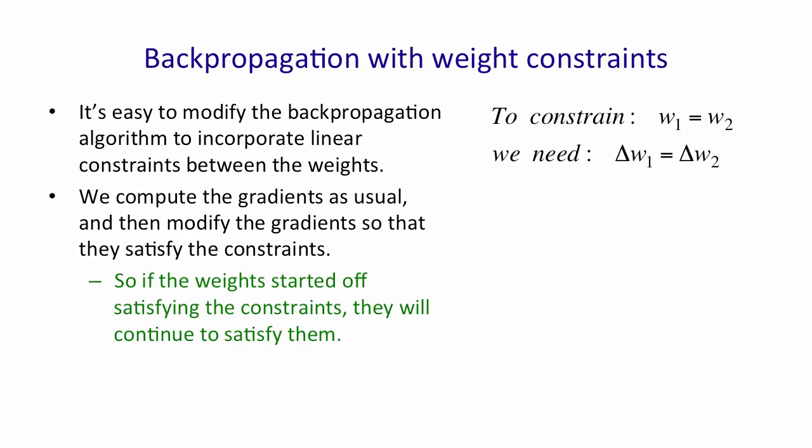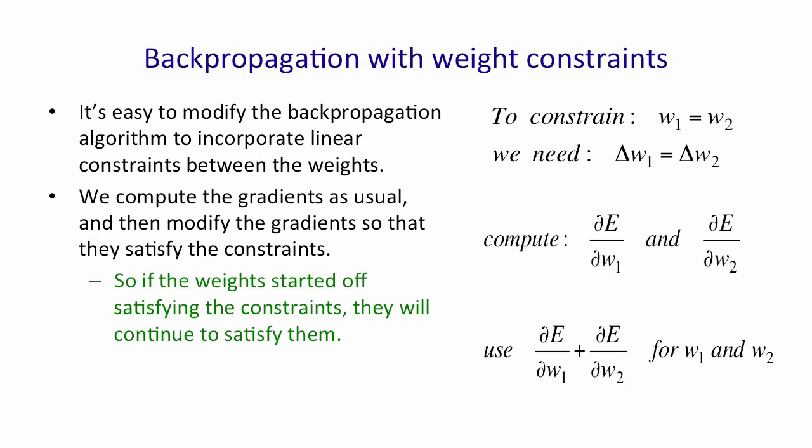The simplest example is we want 2 weights to be equal. We want W1 to equal W2. That'll be true if we start off with W1 equal to W2, and then we make sure that the change in W1 is always equal to the change in W2. The way we do that is we compute the gradient of the error with respect to W1 and the gradient with respect to W2, and then we use the sum or average of those 2 gradients for both W1 and W2. By using weight constraints like that, we can force backpropagation to learn replicated feature detectors.